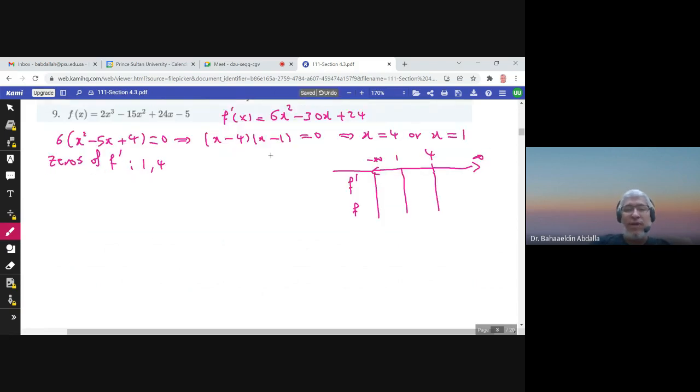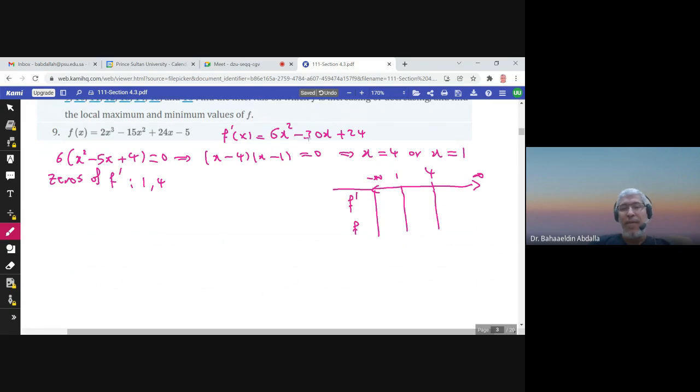Well, this is f prime. And if you notice, I did not do anything to f prime. I took 6 as a common factor and divided by 6. So actually, this has the same sign as f prime. Now, f prime is of degree 2. So here is another help for finding the signs quickly.